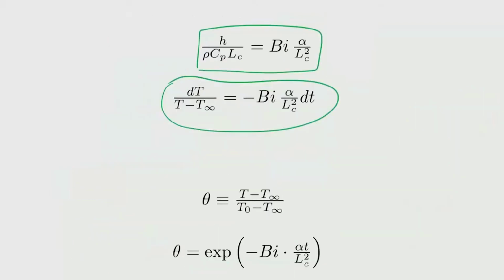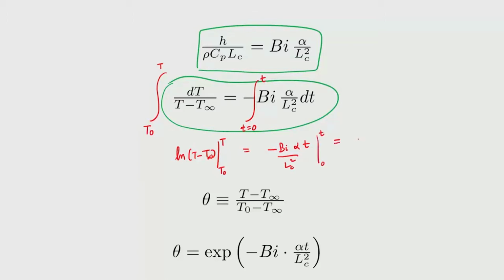Now, what we do is that we integrate this going from T naught at time t equal to 0 to temperature T at time t. So, which immediately gives that the left hand side will be logarithm of T minus T infinity evaluated between T0 and T, and this will be minus Bi alpha t by Lc square evaluated between 0 and t.